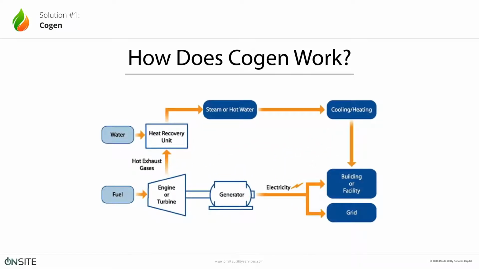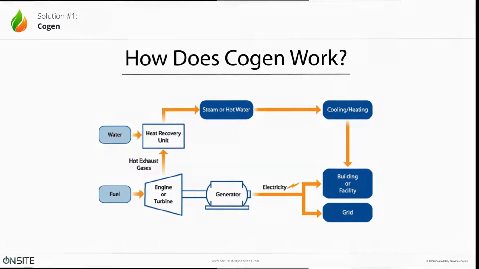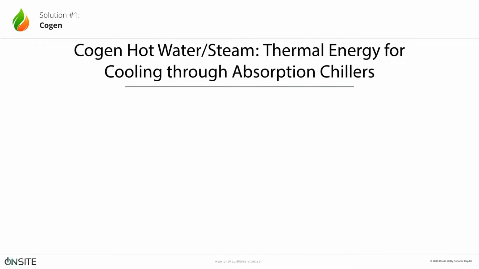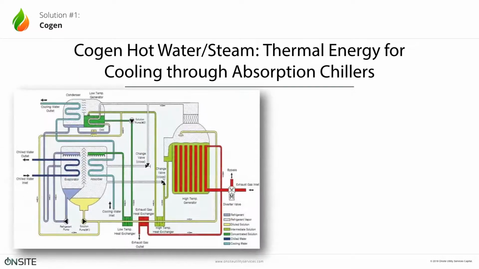Well, cogen, or combined heat and power, CHP, is the use of a natural gas engine or turbine to generate electricity and capture useful heat at the same time. If you need cooling, the hot water or steam from the cogen can drive an absorption chiller to convert the heat into air conditioning. Cogen hot water steam, thermal energy for cooling through absorption chillers.